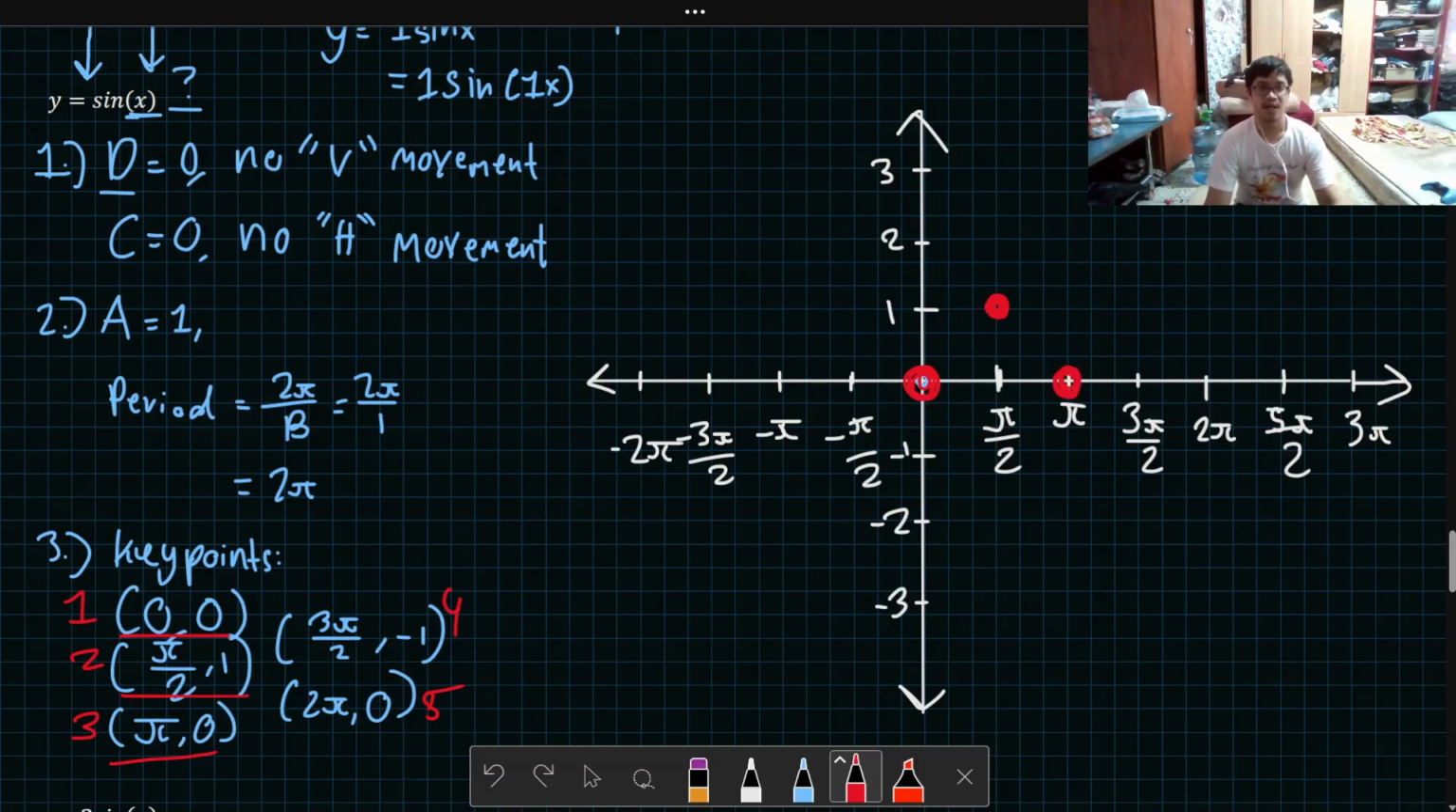Then next, we have the fourth key point, which is 3 pi all over 2 and negative 1. So yes, we have an x value of 3 pi all over 2 and a y value of negative 1.